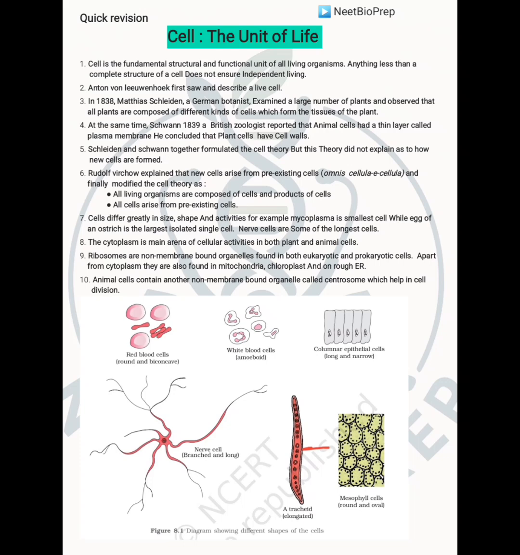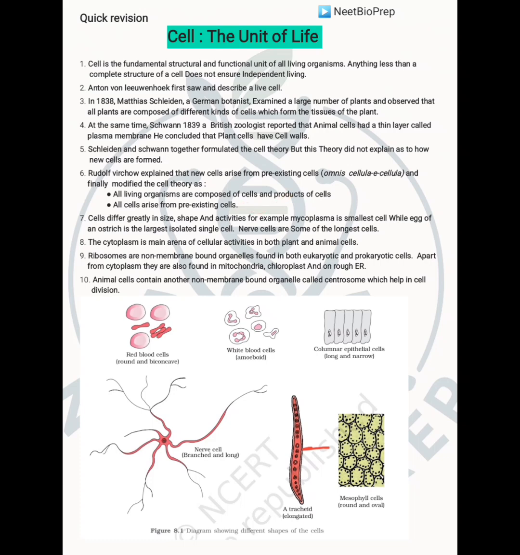Schleiden and Schwann together formulated the cell theory, but this theory did not explain how new cells are formed and divided. Later, in 1855, Rudolf Virchow explained that new cells arise from pre-existing cells, omnis cellula e cellula, and finally modified the cell theory: all living organisms are composed of cells and products of cells. All cells arise from pre-existing cells.